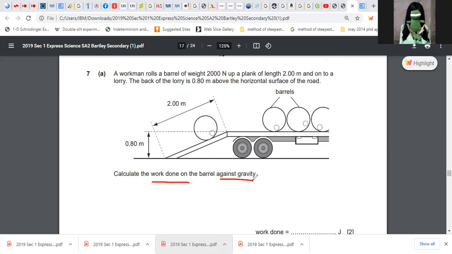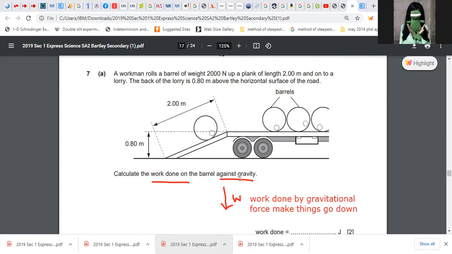Wait, what does it mean by against gravity? Okay, so gravity, do you think gravity makes things go down or go up? Go down. Yeah, so the work done by gravity makes things go down. Gravitational force makes things go down.